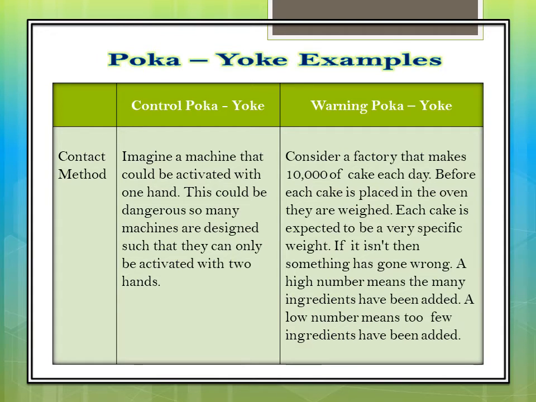Next, we take a look at the contact method of implementing a warning Poka-yoke. In this case, think about a factory that makes 10,000 cakes every day, and before each cake is placed in the oven, it is weighed. So each cake is expected to be a very specific weight. If it isn't, then something has gone wrong. A high number means too many ingredients have been added. A low number means too few ingredients have been added.